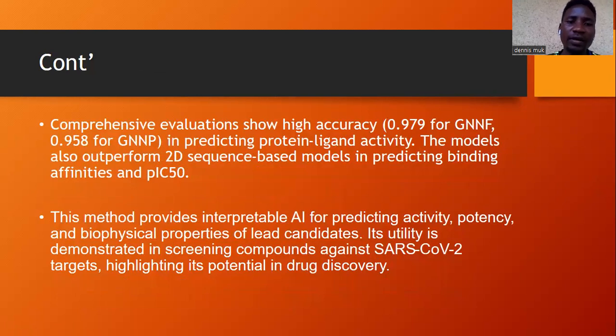Before, an evaluation was made whereby they chose to work with parallel graph neural networks, of which it has two models that are talked about in this paper, which is graph neural networks for featureization and graph neural networks for proteins. They look at statistics where they gave 0.97 to GNNF and 0.958 to GNNP. So I will talk about this further in my discussion.